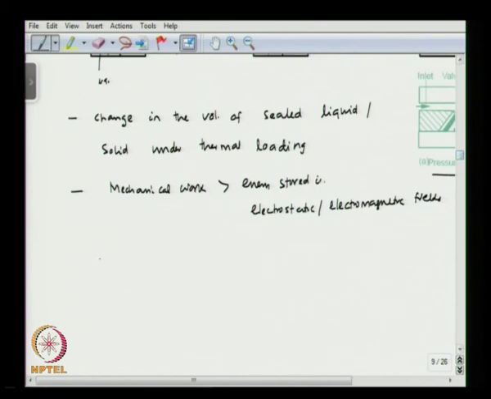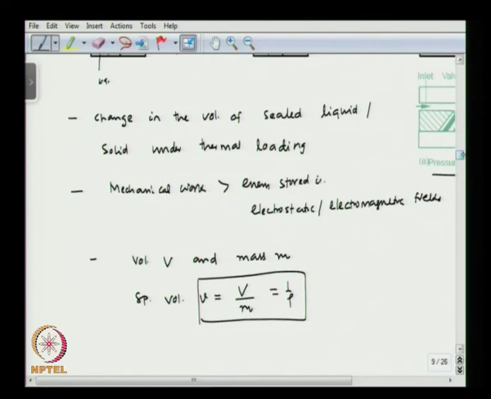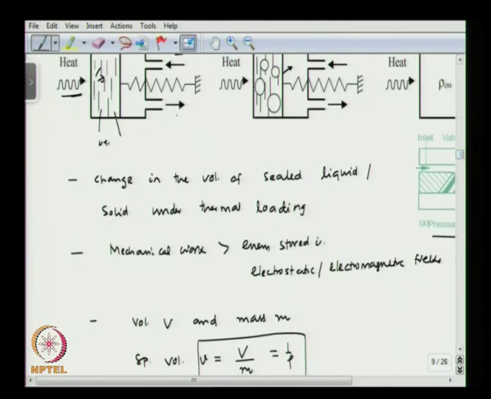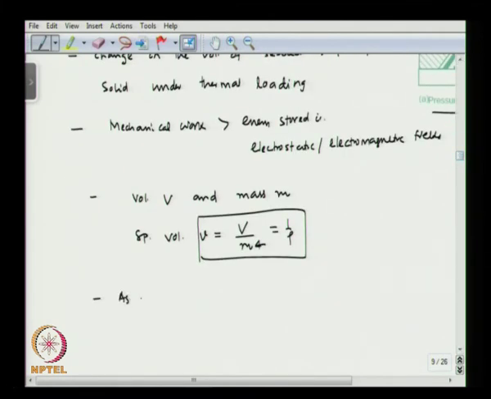Now, let us say the volume is V and mass is m, then the specific volume can be written as V over m, which is 1 over rho. And as you can see, as the chamber is sealed, the mass is not going to change. So, m is constant, and the specific volume is going to be directly proportional to the chamber volume.